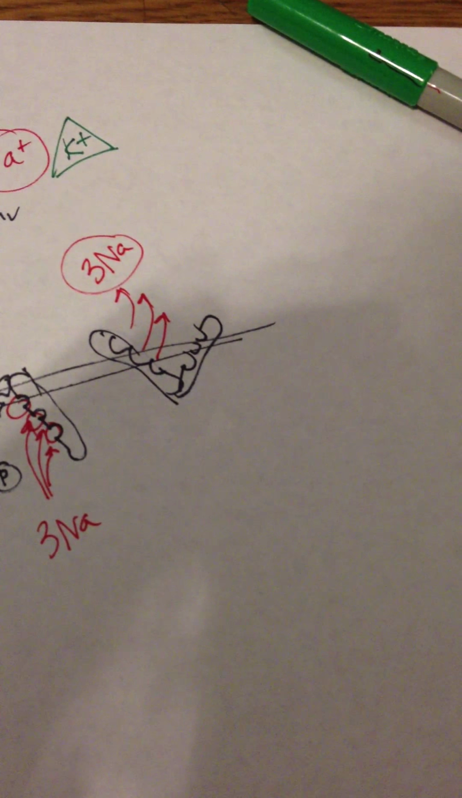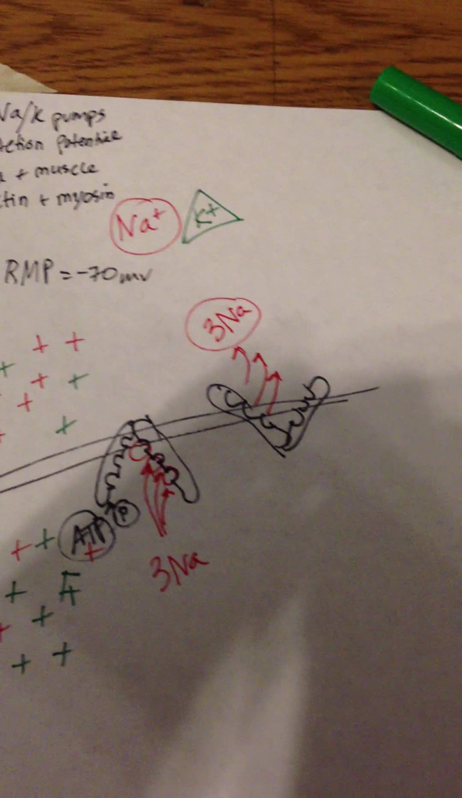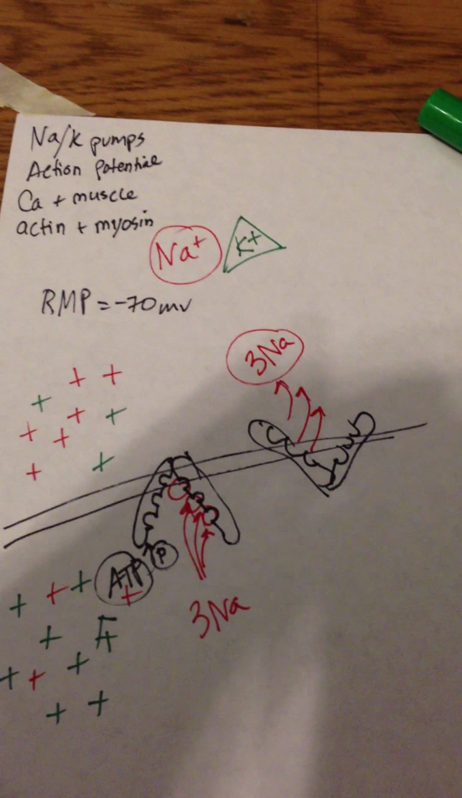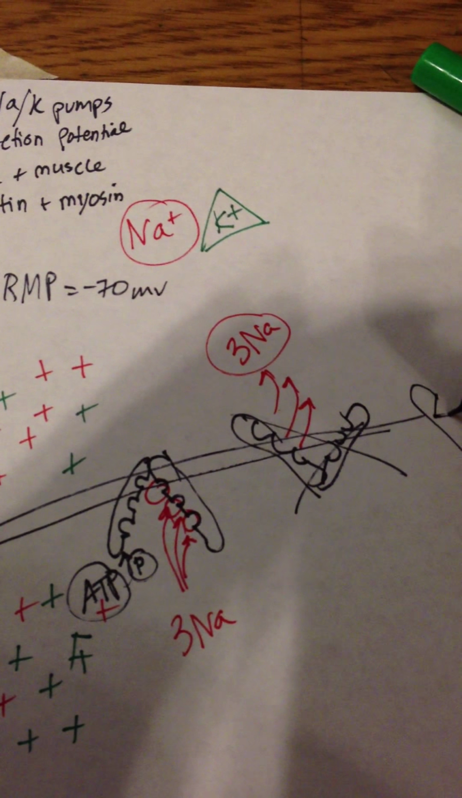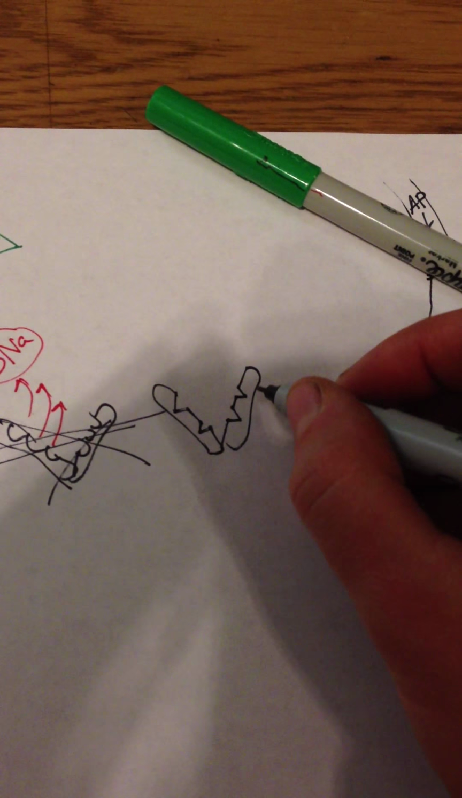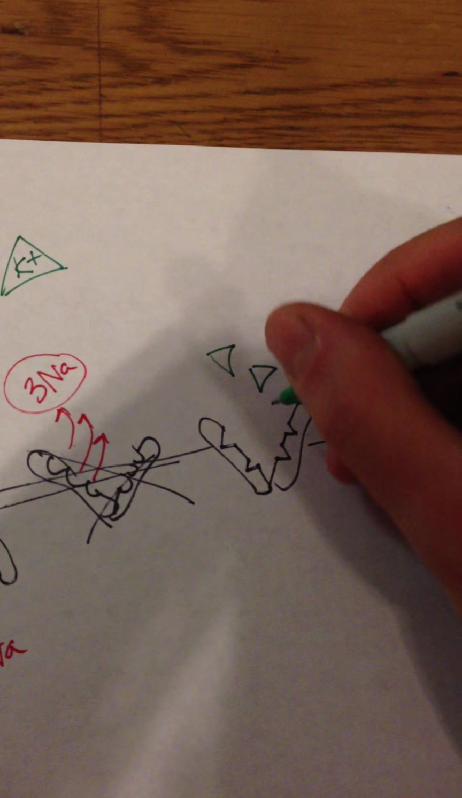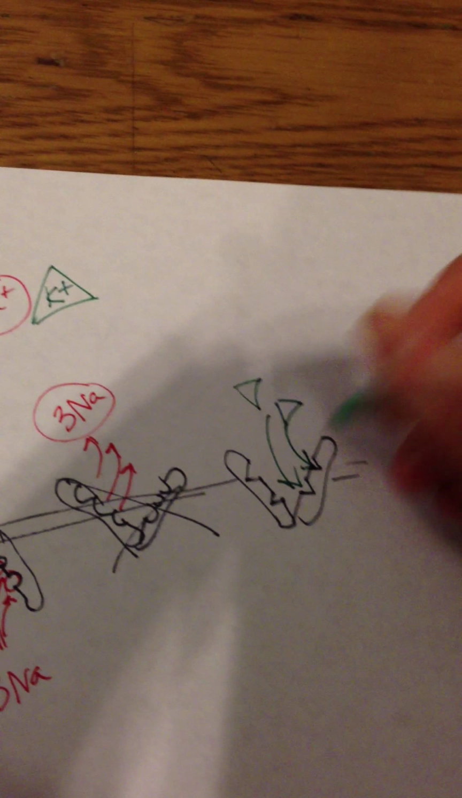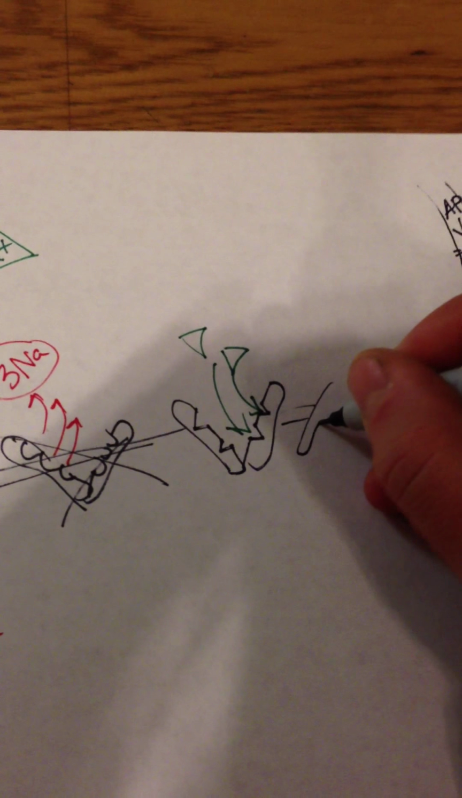The 3 sodiums went out, and they're going to naturally want to go in because you've got more sodium out here than you do in there, but they are not able to because as soon as that happens, it has changed shape. So now only the potassium can fit in, and woohoo! So then I have 2 potassium, and they fit into this activated pump, and that causes the pump to change shape again, and it dumps them out.